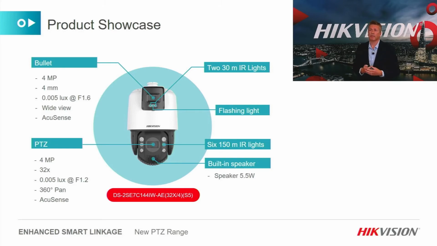And the built-in speaker. Now you've got a product code along the bottom. I haven't counted how many characters it is, but it's quite a long product code. But don't worry about what the product code is. All you need to do is ring up your distributor and say, can I have 1, 2, some of those enhanced smart linkage PTZs, please? And they'll be more than happy to type in the product code and get those delivered out to you.